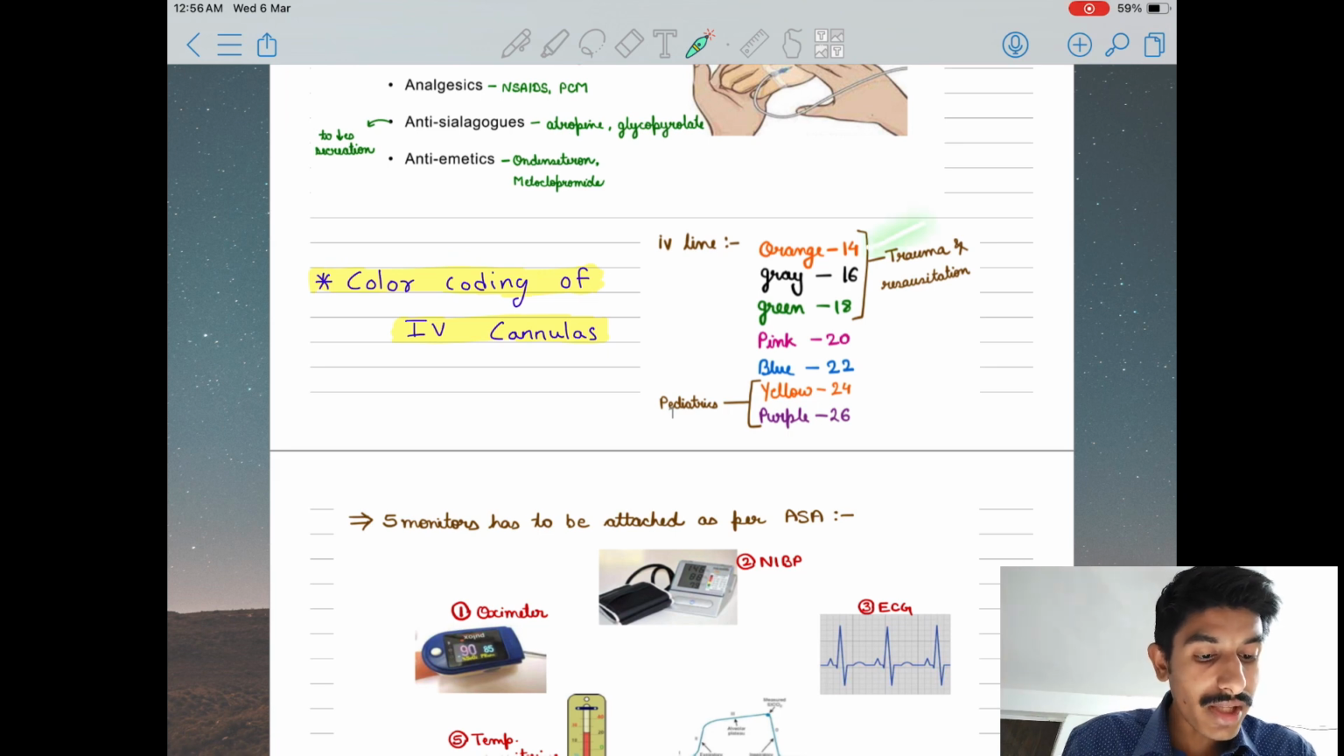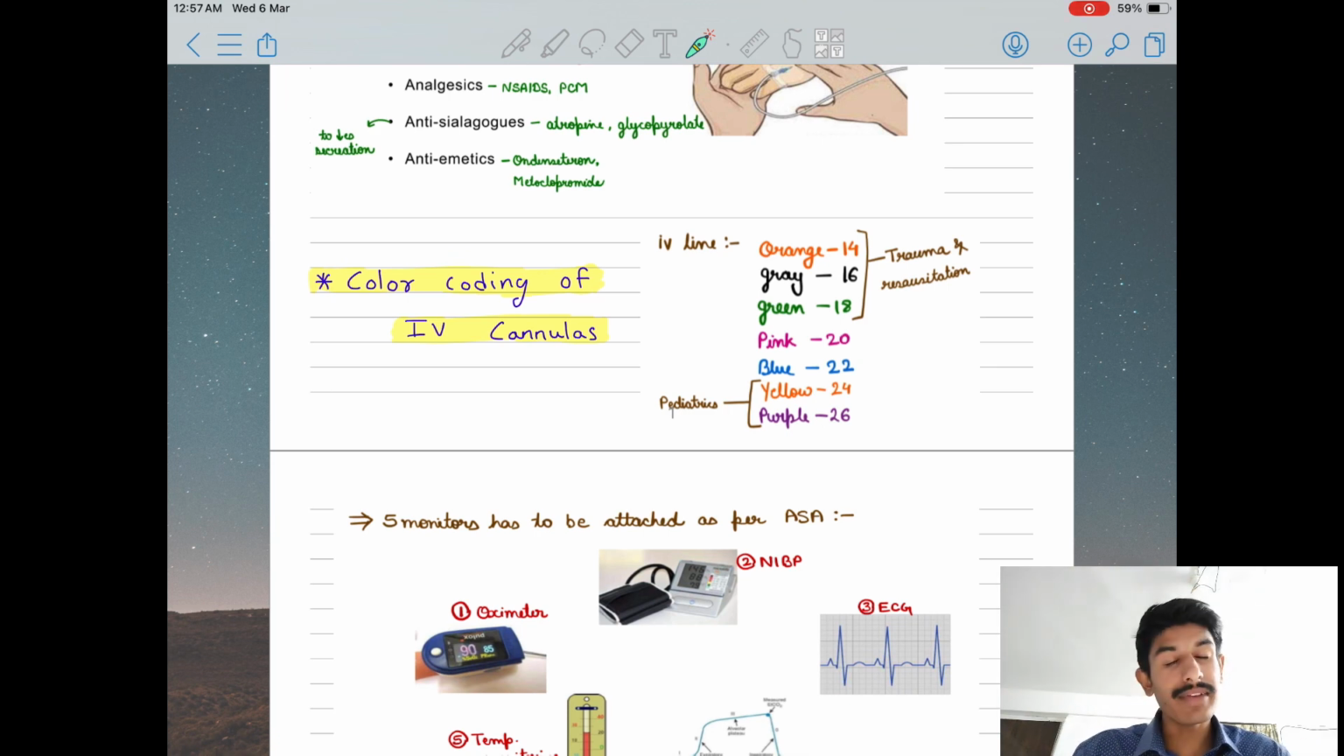Okay, so orange, green and grey, these three we use in trauma. For example, an accident happened and the patient is in shock, so at that time we have to maintain his fluids, so we will give IV. At that time, these three IV cannulas we mostly use. And in children, like small babies, pediatrics, we use yellow and purple.